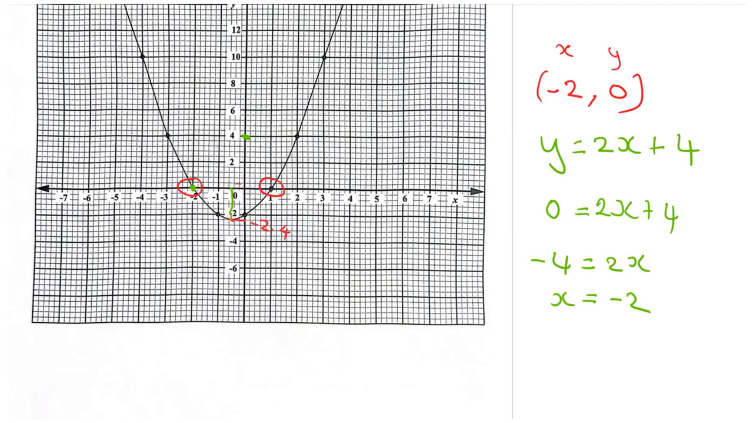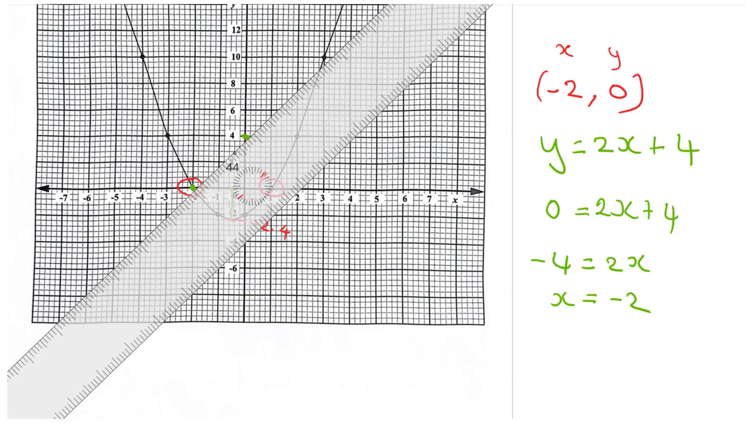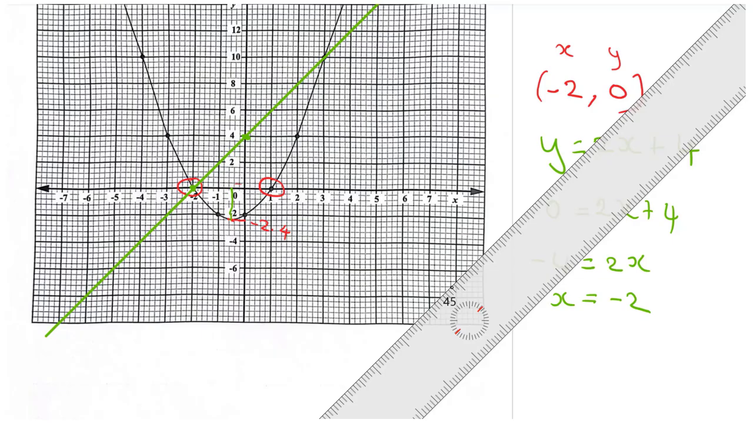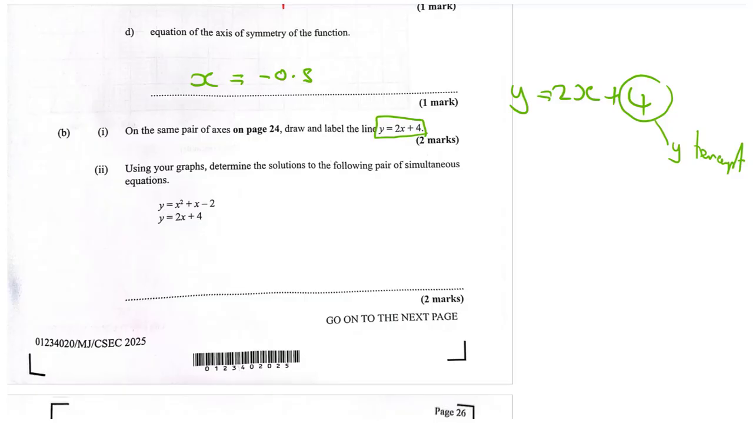So all we're going to do is get our ruler and draw a line through these 2 points. Remember, we need 2 points to draw a line. So I'm going to draw my line now. And they said that we should label it y is equal to 2x plus 4. Right. Now let's go back to the question. Using your graphs, determine the solutions to the following pair of simultaneous equations. So notice that this one here is the quadratic.